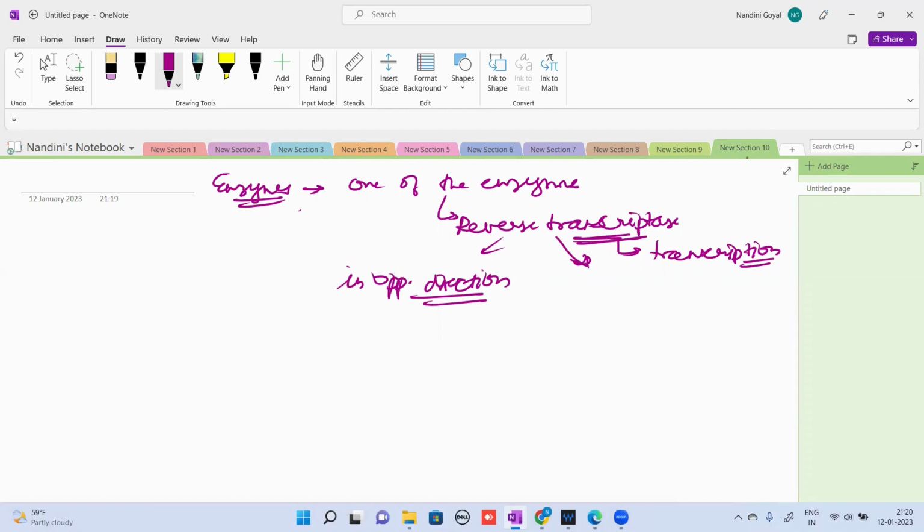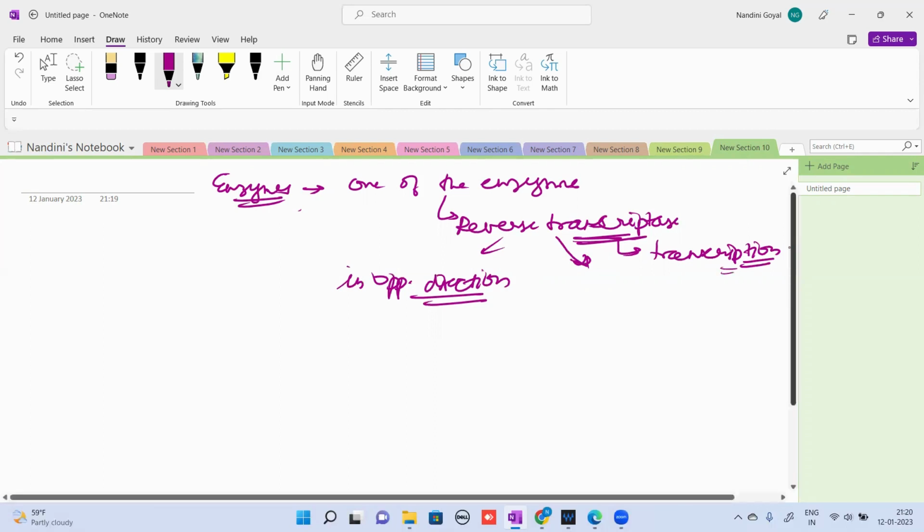Is it through like mRNA to tRNA? No, I'm asking about transcription. I'm not asking about the reverse transcription. Only transcription.